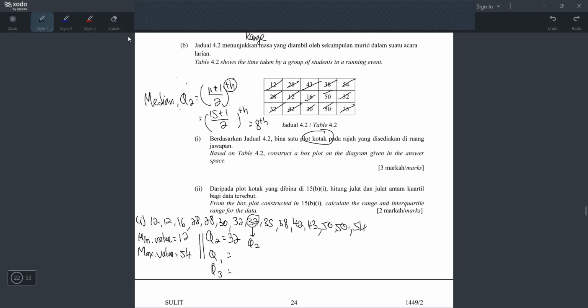Same lah. We use this formula. So what is the 7 plus 1? If I masuk 7 plus 1, I will get 8. 8 divided by 2 is 4. But your Q1 is not 4. It's just that the tengah punya number is the 4th location. So 1, 2, 3, 4, bulat. That is your Q1. So that is 28. And then from here also you will count 4. 1, 2, 3, 4, 43.